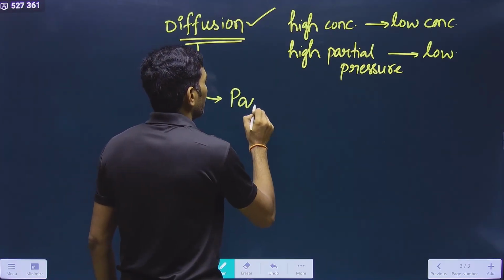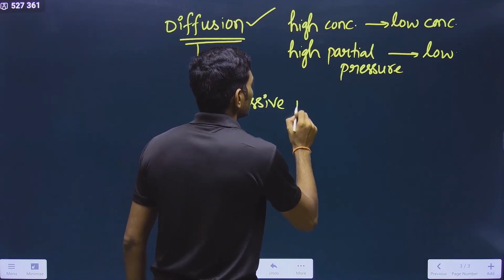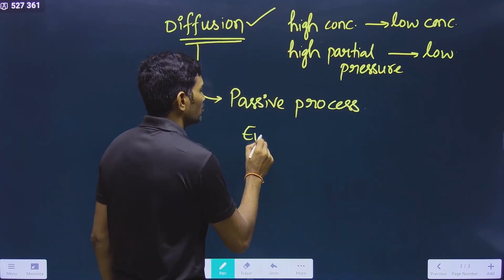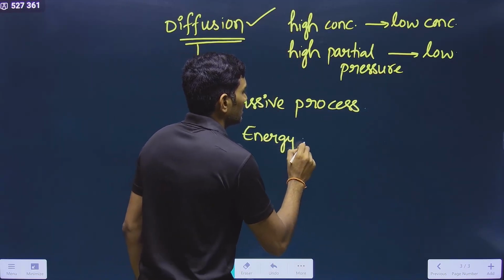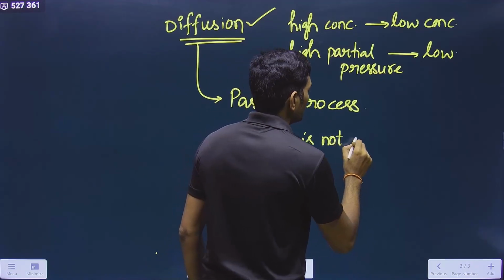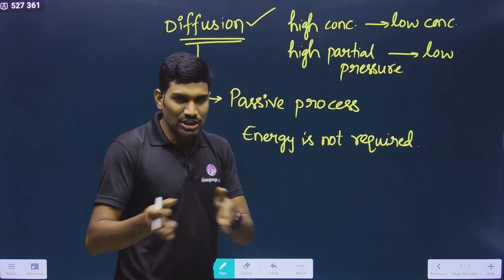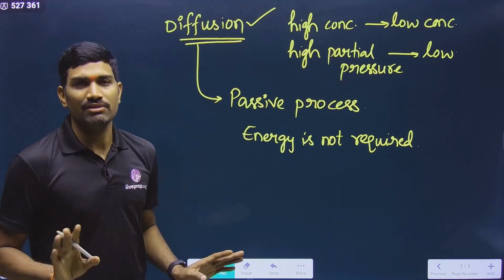Diffusion is a passive process. Please remember all these things. Diffusion is a passive process. Energy is not required for this particular process. Simply for the exchange of gases, energy is not required.